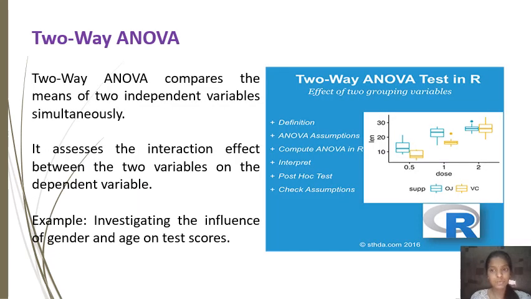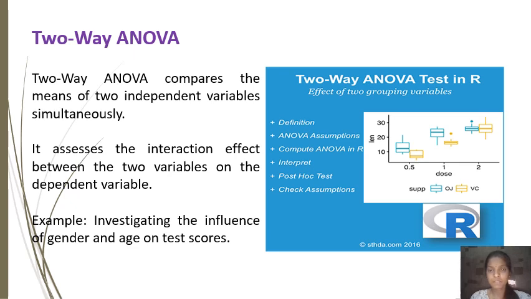And the next is two-way ANOVA. Two-way ANOVA compares the means of two independent variables simultaneously. It assesses the interaction effect between the two variables on the dependent variable. The example for this is investigating the influence of gender and age on test scores.